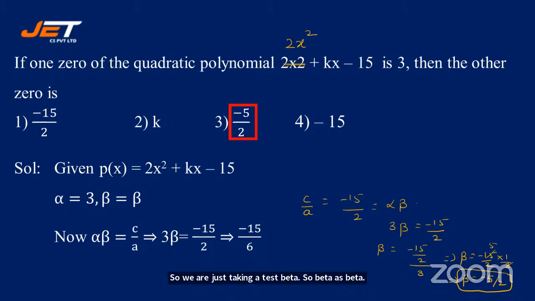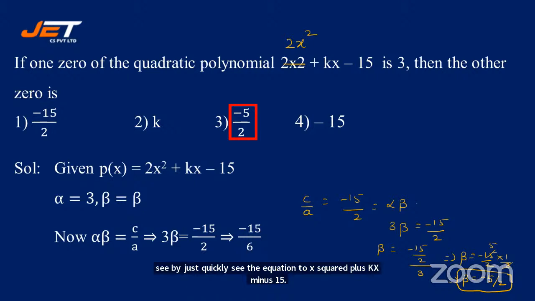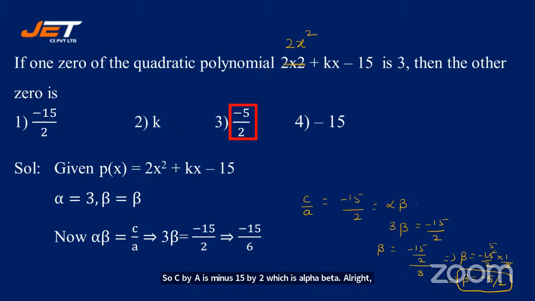Now what is alpha beta? It is c by a. Looking at the equation 2x square plus kx minus 15, c by a is minus 15 by 2, which is alpha beta. We know alpha is 3, so substitute alpha as 3. So 3 into beta is equal to minus 15 by 2. Therefore, beta is equal to minus 15 by 2 by 3, which gives beta as minus 5 by 2. Hope you all have understood this. Let's move on to the next question.